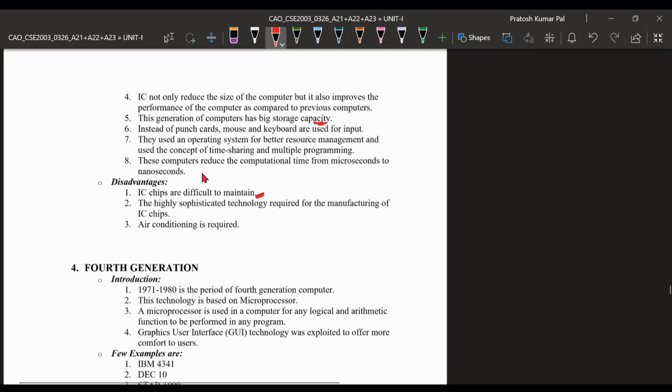So if we compare ICs with transistors, ICs require less maintenance, but they still require it, because an IC has a large number of transistors performing operations. So the heating problem in ICs is very high. That's why, instead of a cooling system, air conditioning is required.